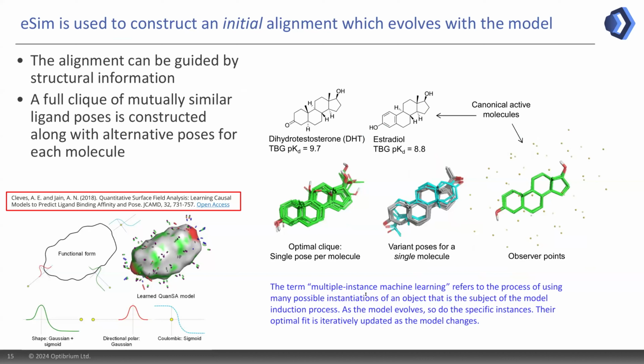I want to elaborate on the multiple instance machine learning aspect. These are, for example, two steroid training molecules, and you see the observer points surrounding these training molecules. Even though in an optimal clique you do have a single pose per molecule, you also have variant poses for a single molecule. This is important, for example, in this old steroid hormone set, because some of these steroids, if you look at them relative to DHT, for example, have binding modes that are flipped left to right and top to bottom.